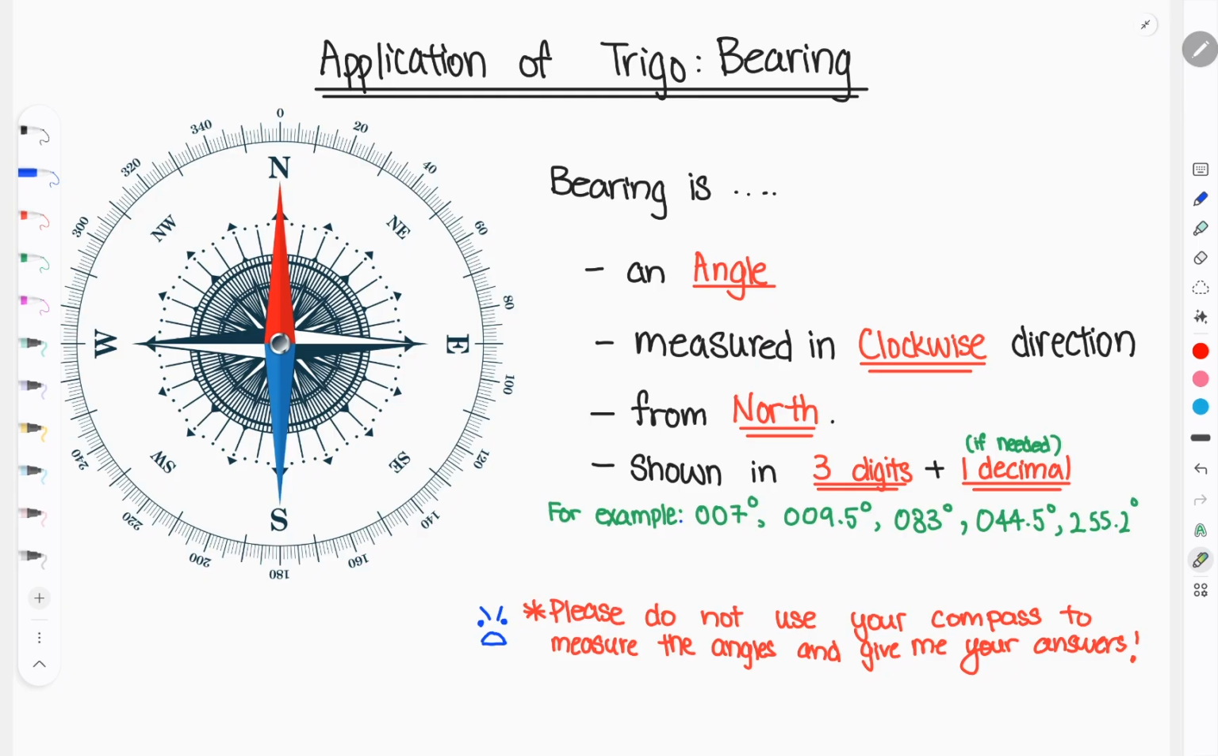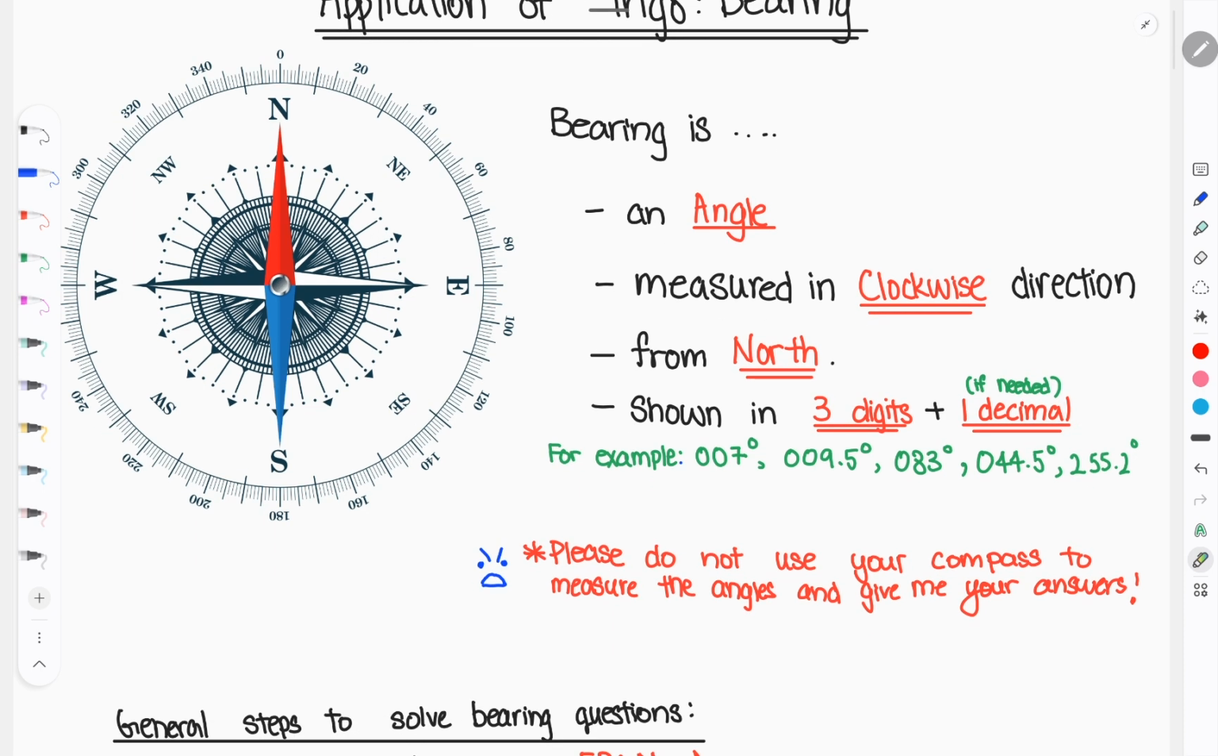So to put it in simple terms, bearing is actually just an angle measured in the clockwise direction from the north. Okay, so it is commonly shown in 3 digits and a decimal if it's needed. For example, let's say the bearing is 7 degrees, we will write it in the form of 007. If there is a decimal and it's 9.5 degrees, we will put it as 009.5 degrees. So if it's 1 digit, you have to add the 2 zeros at the front.